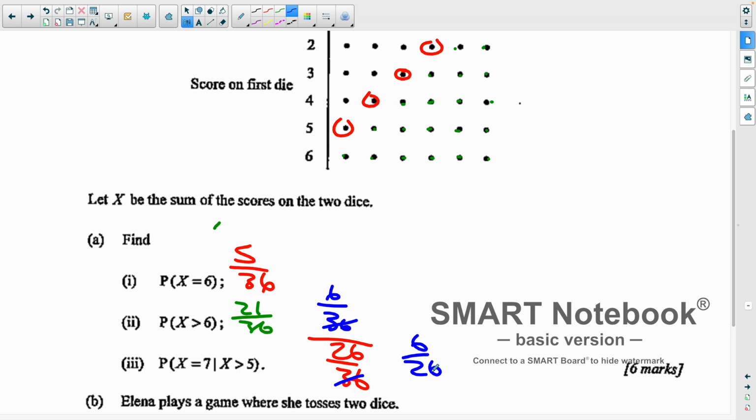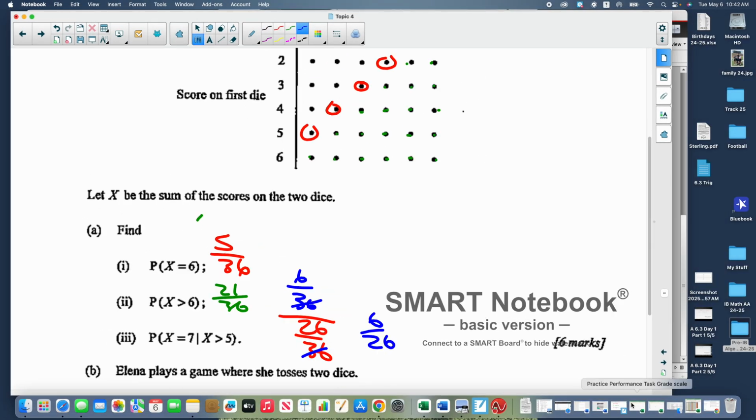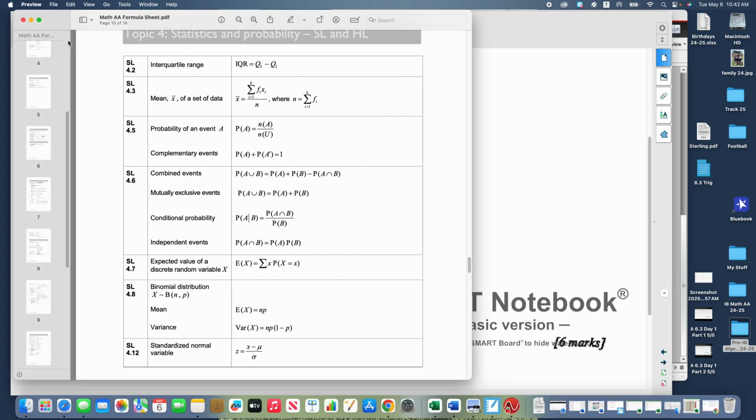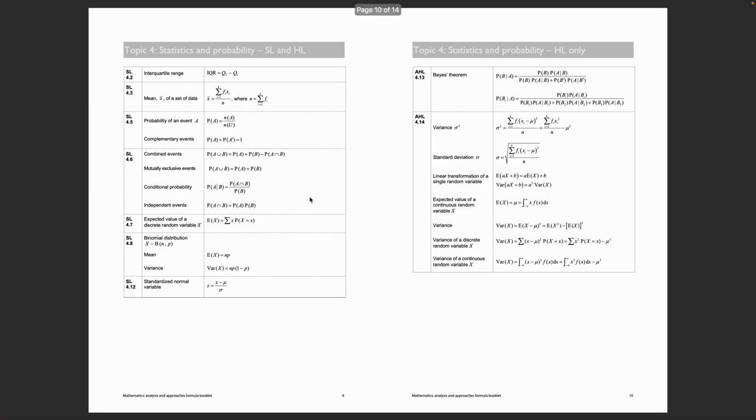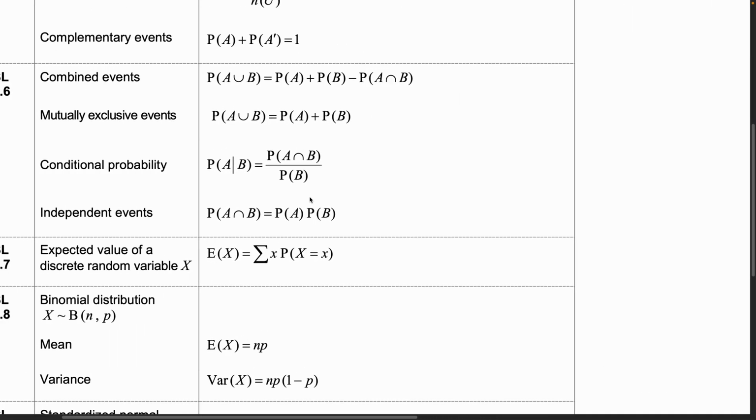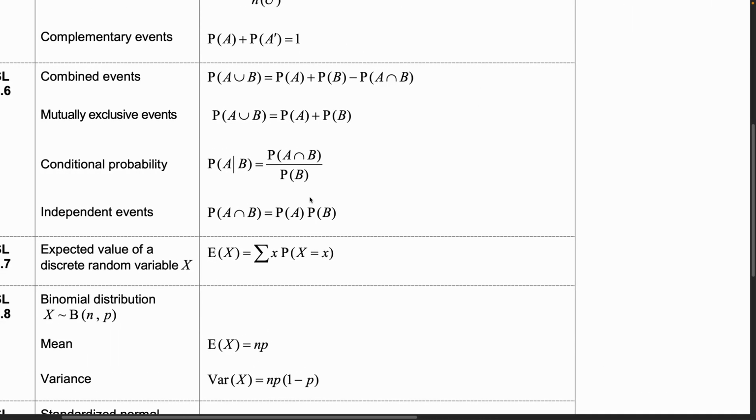So what did I use? I used my formula sheet. Anytime I'm using a given, it reduces the sample space. It is this formula right here. The probability of A given B, the way that I do that is the probability of A and B go on top, and the probability of B goes on bottom. So the probability that I was bigger than 5 was 26 out of 36. That's what went on bottom.